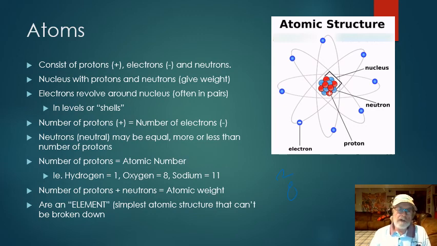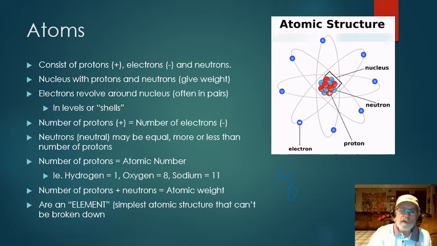So if we look at a hydrogen, hydrogen has 1 proton, 1 electron. Okay. If I look at oxygen, oxygen has 8 protons, 8 electrons. Also going to have some neutrons too. Neutrons may be equal, more or less than the number of protons. They could have multiple different formations of what we have there. They could be equal, more or less than the number of protons.